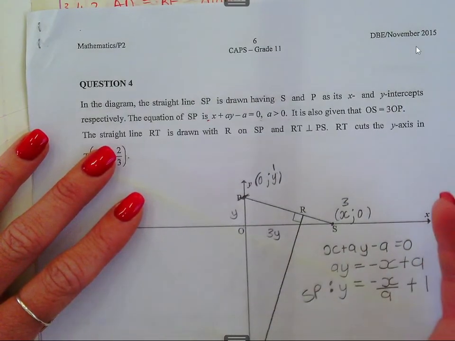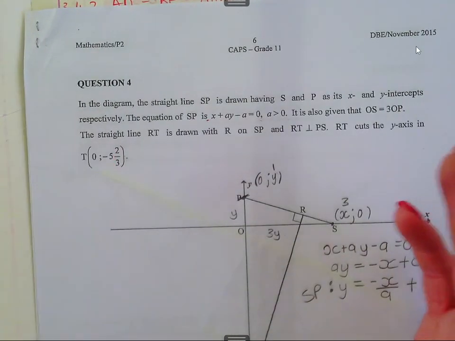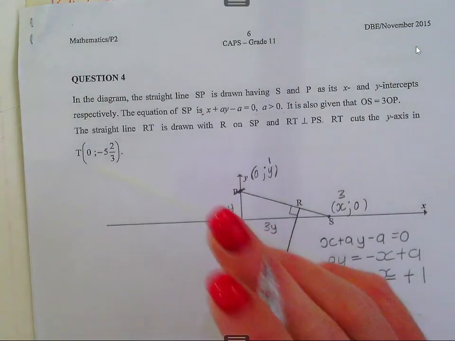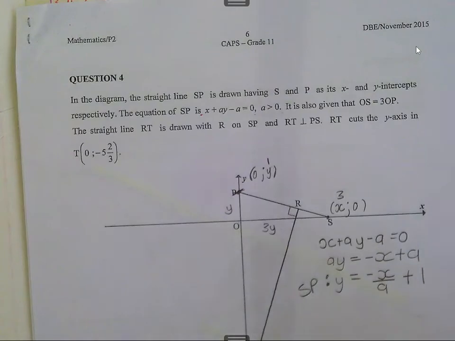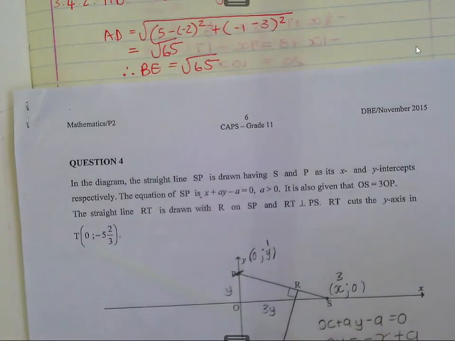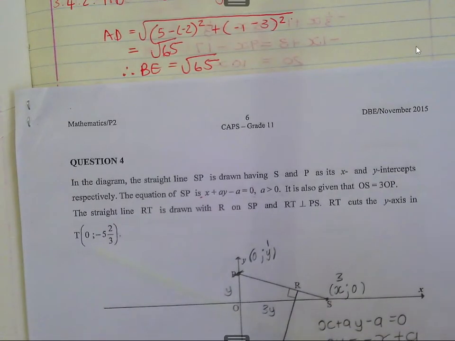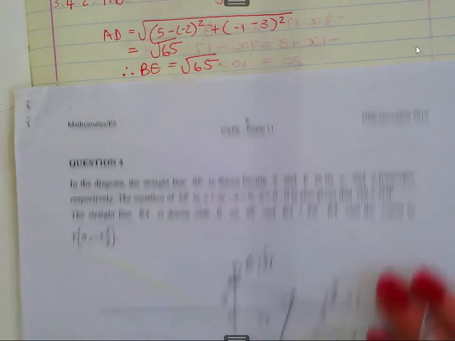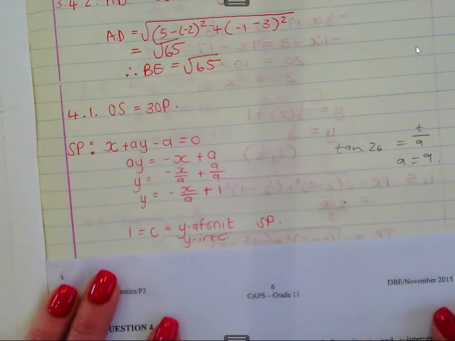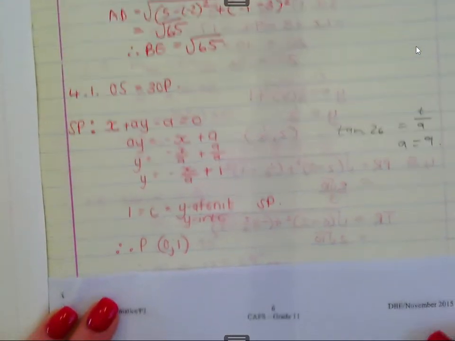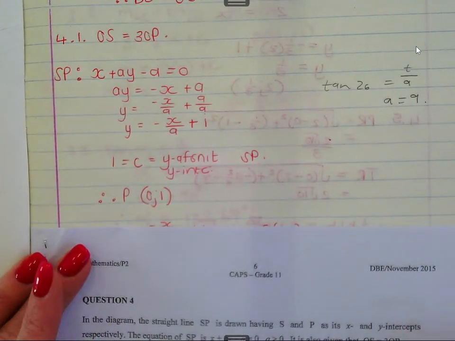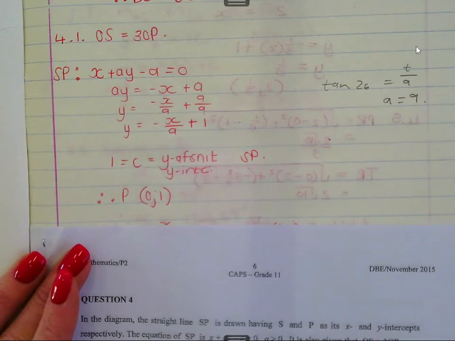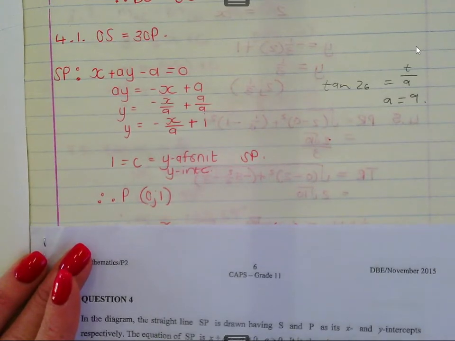Do you all understand that? Do you see I didn't do anything funny? I just got the equation into standard form, and that was literally the only thing I could do. There was nothing else that I could do. So therefore I know P is going to be 0 and 1. Next, I asked you to find or to calculate the value of a.